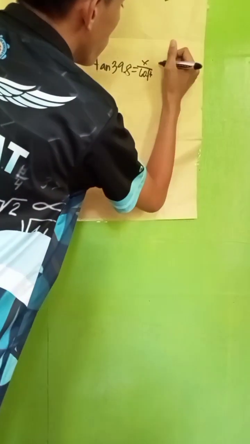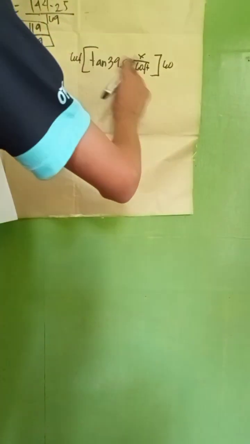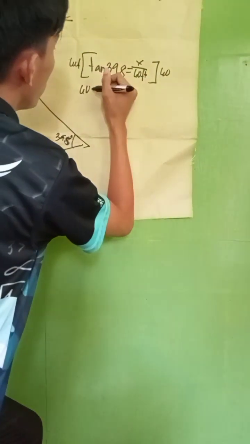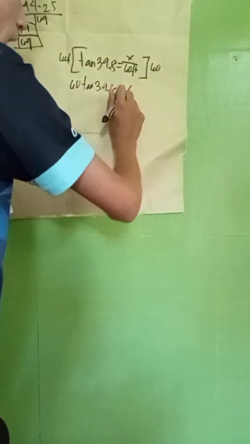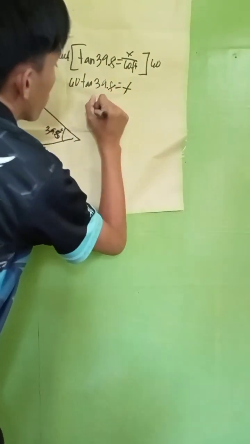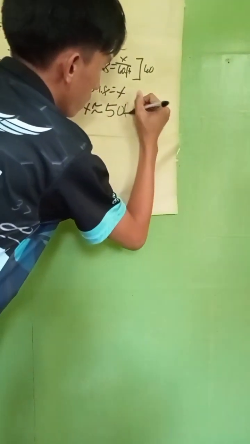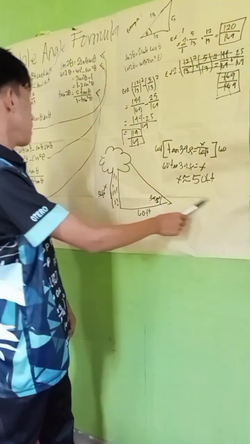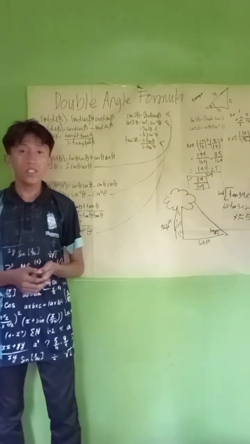Now we're going to multiply by 60 on both sides so that what is left here is x. So 60 tan 39.8 is equal to x. Using the calculator, x is approximately 50 feet. So therefore, the height of the tree is approximately 50 feet. And that's the end of my video tutorial.